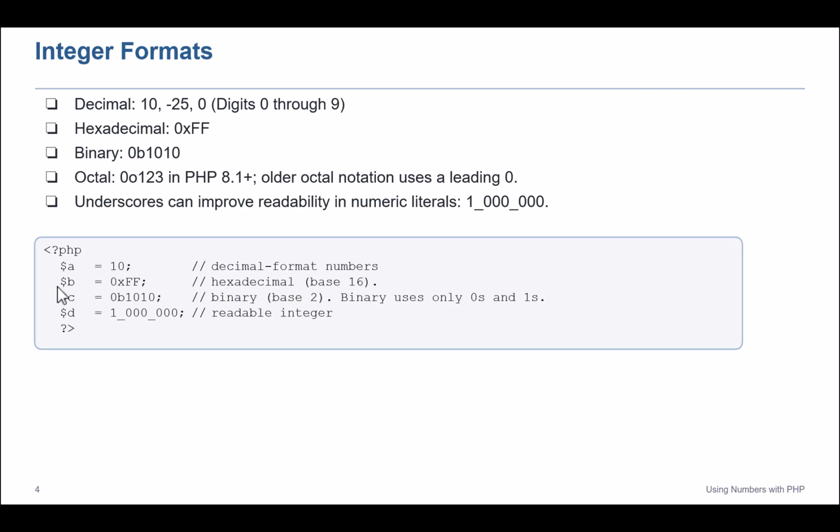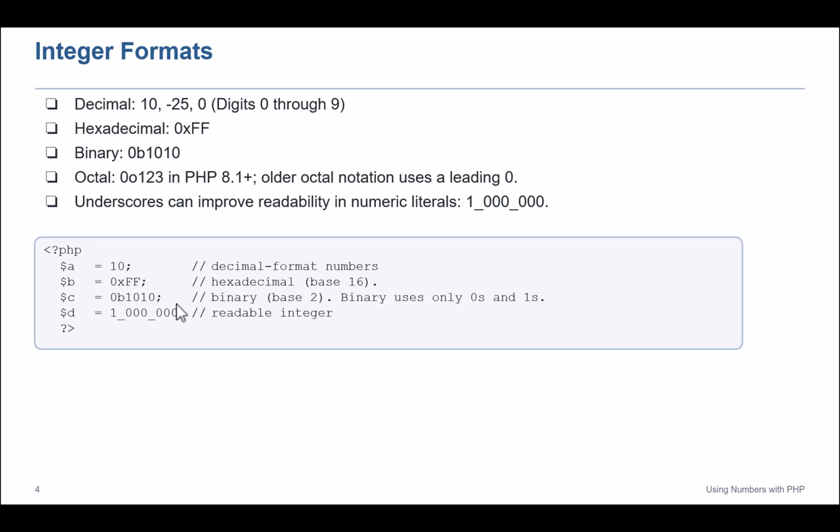The variable $b is a hexadecimal number. The 0x tells PHP the number is written in base 16 instead of regular base 10. In hexadecimal, the letter F represents 15. The value 0xFF equals 255 in regular decimal notation. You do not need to use hexadecimal often as a beginner, but it is useful to recognize it because it sometimes appears in programming, color values, and computer-related examples.